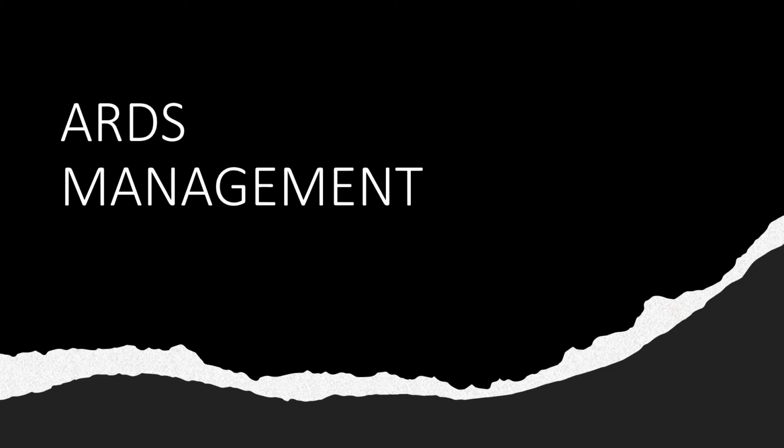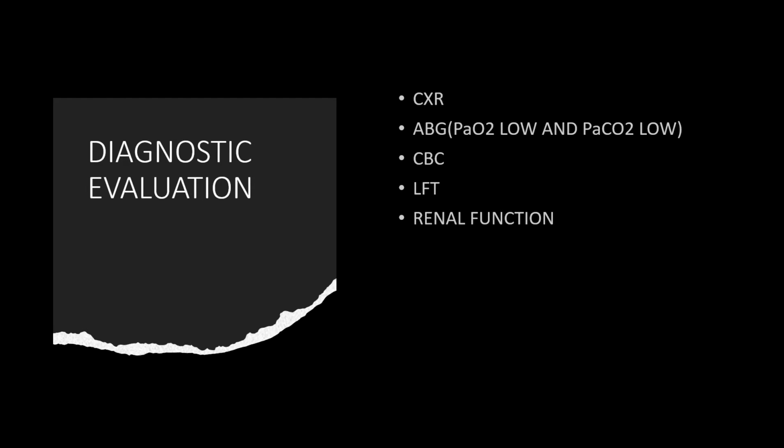Let's see the diagnostic evaluation for ARDS. How will we diagnose that a person has ARDS? First of all, we will do a chest X-ray. It will show bilateral diffuse opacities. Then ABG; in this ABG, PaO2 and PaCO2 will be low. Then CBC to rule out any infection. Then LFT to find out whether the liver is involved, and renal function tests to rule out kidney involvement.